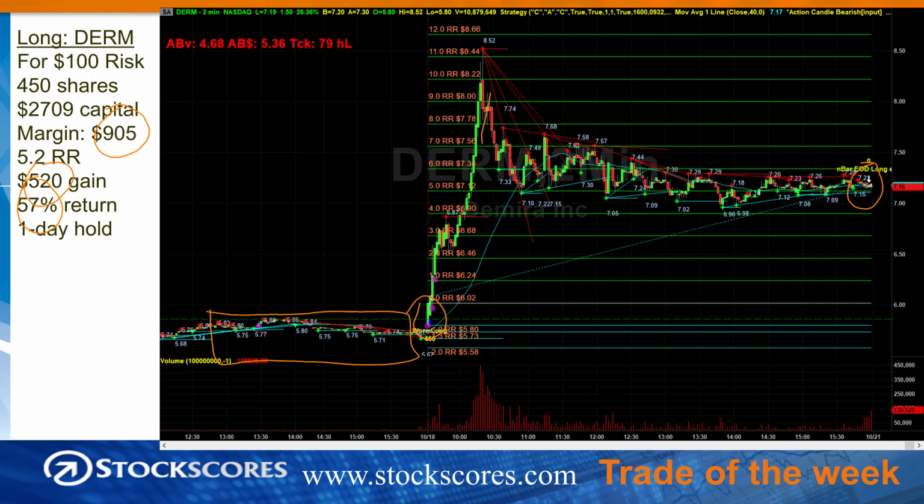However, the stock actually did a lot better. It went up like a rocket, and you probably could have locked in a little better profit, maybe 8 or 9 RR, and now you're looking at a trade that could have earned you a 100% return for a one-day hold, not even a one-day hold, a 2-hour hold, a 1-hour hold. So a really nice day trade on DERM.